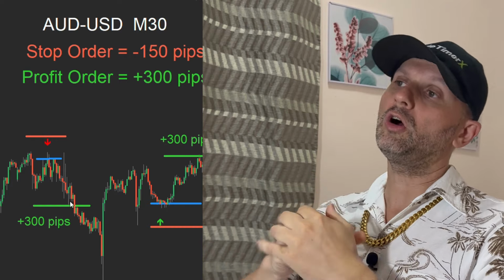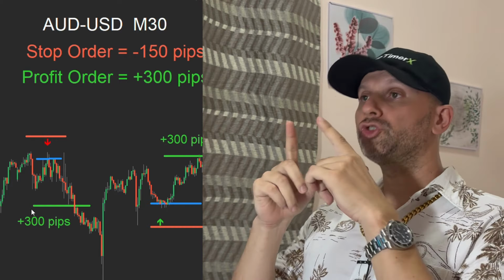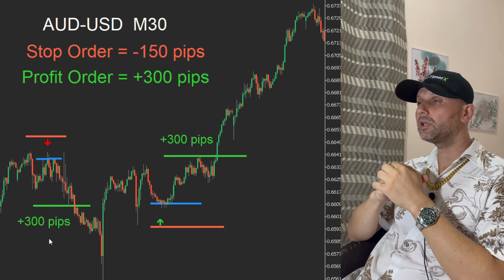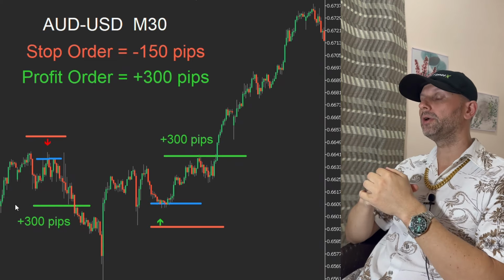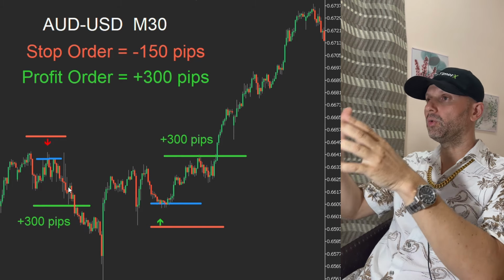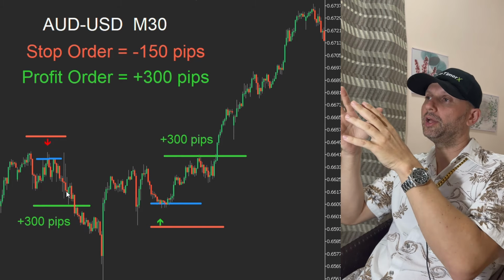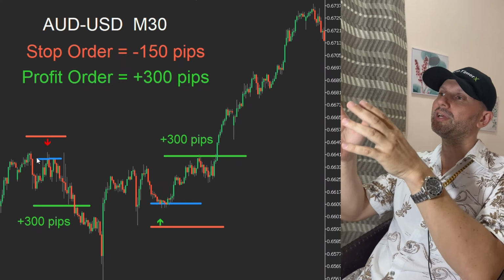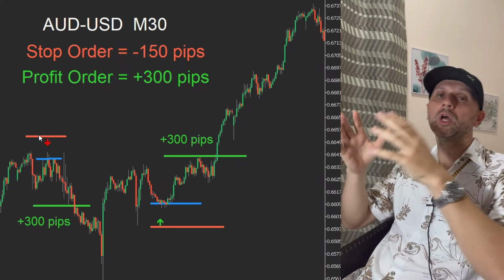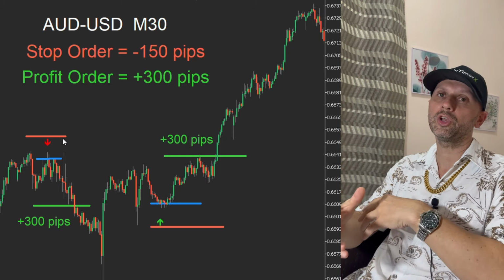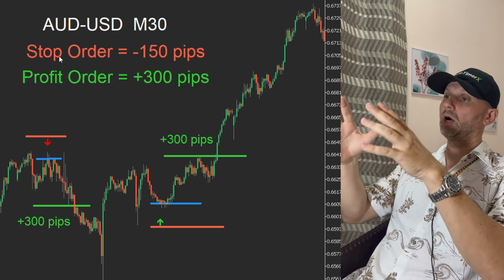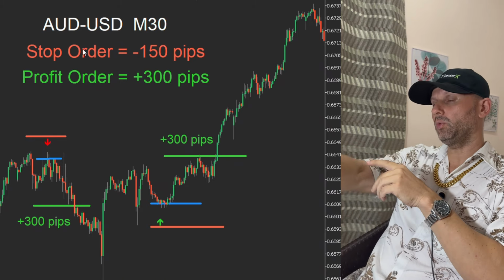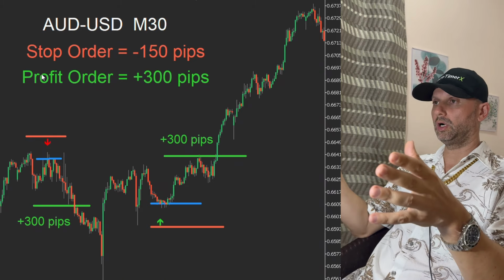So let's just jump straight to the first chart. We are looking at the Australian US dollar 30-minute chart. As you could see here, we have our stop orders at negative 150 pips. We got our profit order set at plus 300 pips, a 2-to-1 risk reward ratio, which I believe is appropriate for this time frame. And as you could see, we had two beautiful entries here.